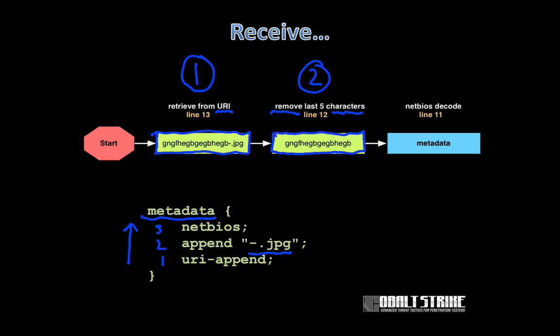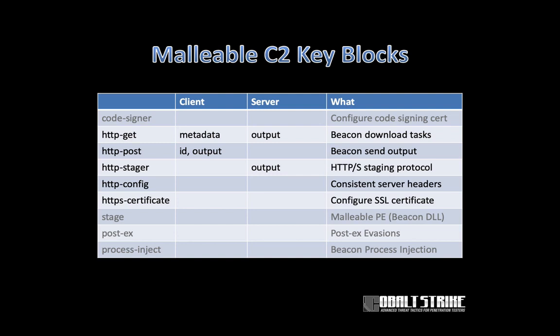Likewise, for step 3, the NetBIOS encode step, when we're doing a recovery, the inverse is to decode. So we're just going to do a NetBIOS decode, and we end up with the metadata. And that's how a data transform works to recover data. Let's walk through some key Malleable C2 blocks. HTTP GET is the block that influences how Beacon downloads tasks.